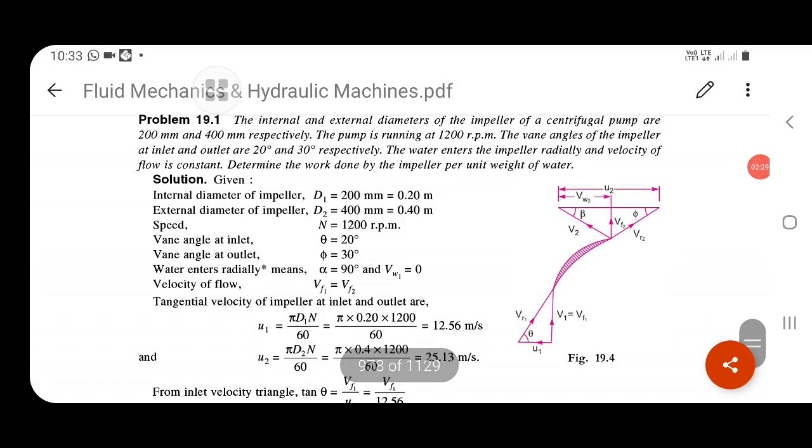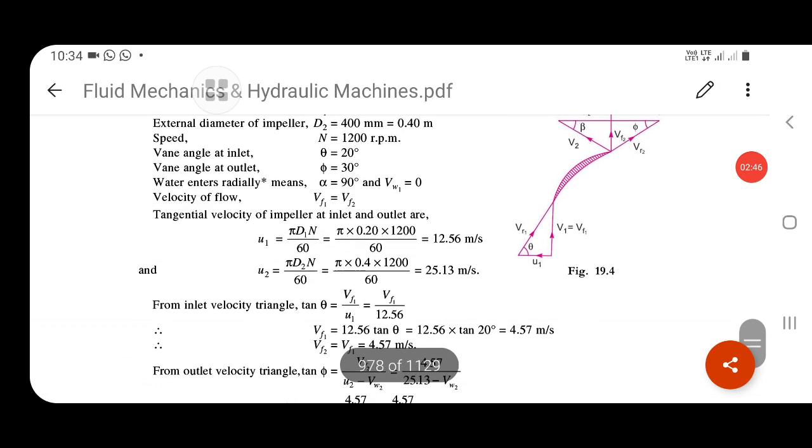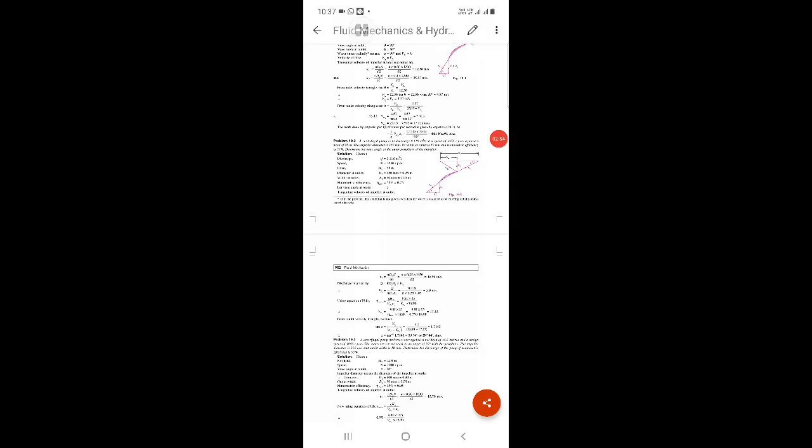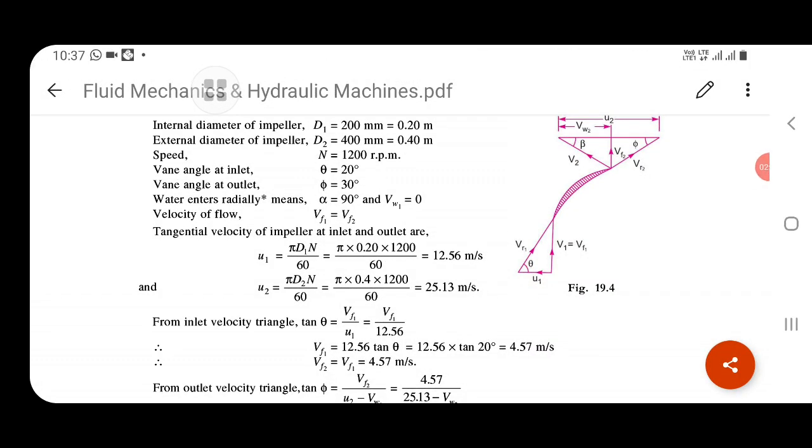So in that problem, D1 is 200 mm converted into meters, D2 is 400 mm converted into meters, 0.4 meter. Speed is given as 1200. So theta is 20° and phi is 30°. In this problem, U1 is calculated by pi D1 N upon 60, that is pi into 0.2 into 1200 divided by 60, which is 12.56. Similarly U2.